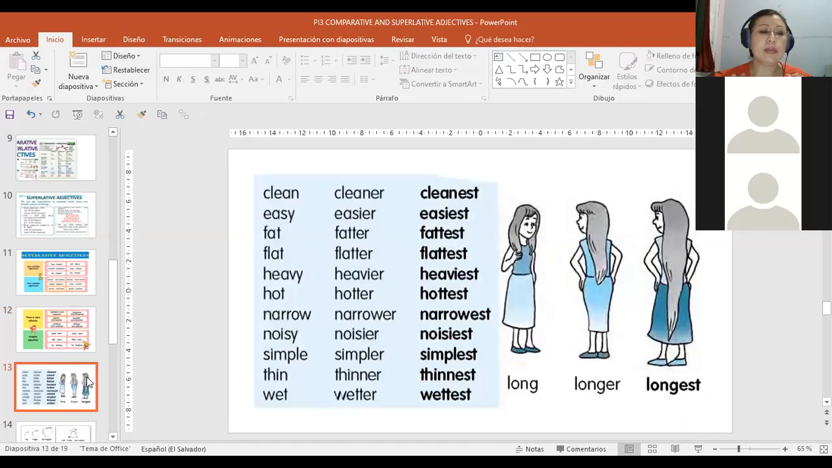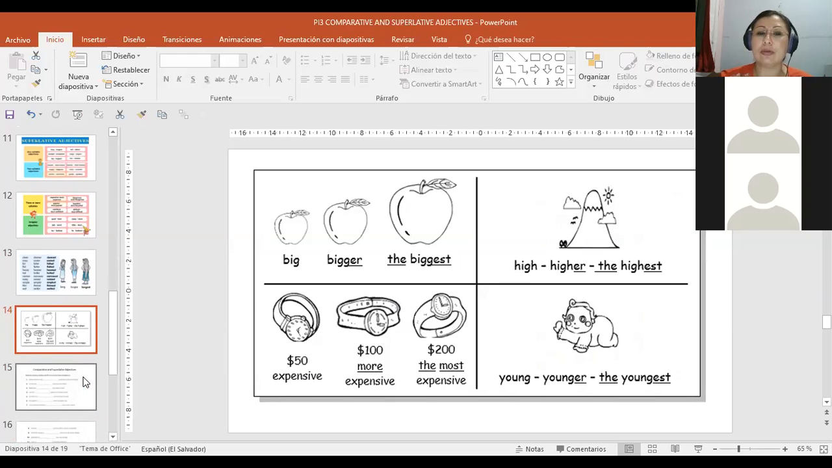So I have here more examples. Clean, cleaner, the cleanest. Easy, easier, the easiest. Fat, fatter, the fattest. Flat, flatter, flattest. Heavy, heavier, heaviest. Hot, hotter, hottest. Narrow, narrower, narrowest. Noisy, noisier, noisiest. Simple, simpler, simplest. Thin, thinner, thinnest. Wet, wetter, wettest. Long, longer, longest.